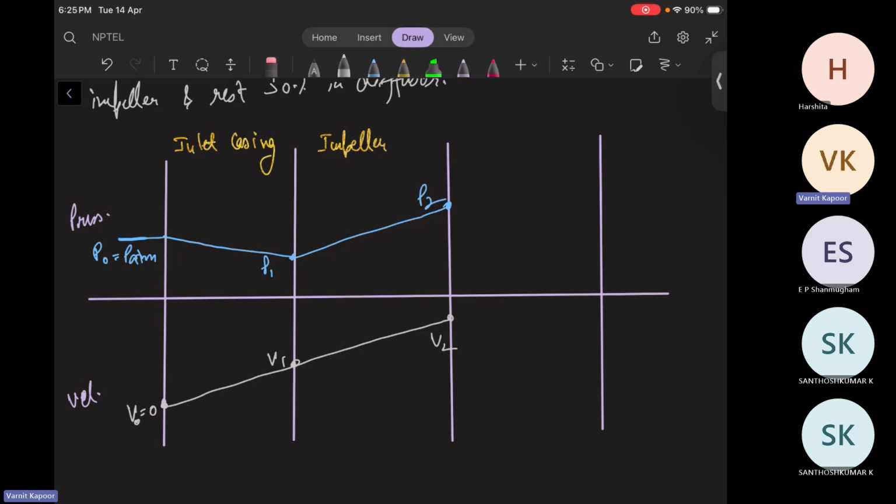And then further, as the fluid moves through the diffuser region towards the last, the pressure further increases but the velocity decreases. The next 50% of the pressure increase happens here, and the velocity decreases because the diffuser is at rest. And it is almost equal to the impeller inlet velocity, that is, V3 is almost equal to V1. Simple as that.